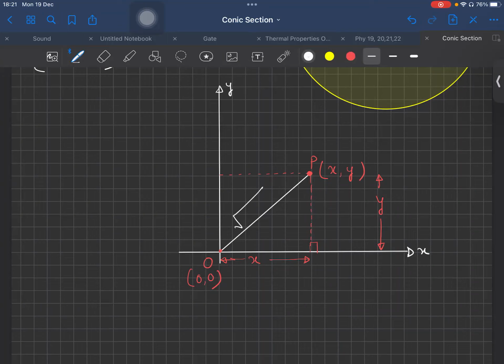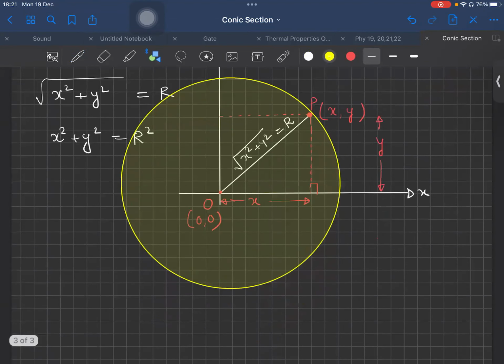This will be the square root of X square plus Y square, isn't it? Yes. And let's say this distance is your radius R, the R of the circle. So the equation of circle will become square root of X square plus Y square is equal to R. So X square plus Y square is equal to R square. Now this will become a circle.